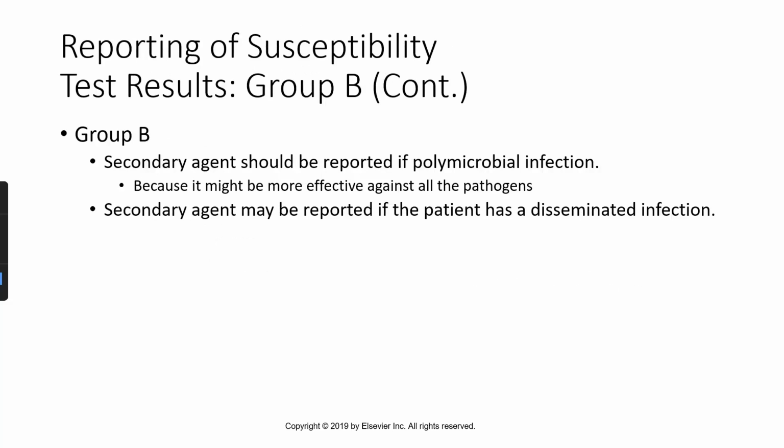The secondary agent should be reported if it's a polymicrobial infection. Polymicrobial: poly, many, microbial, microbes. So many different microbes, because it might be more effective against all the pathogens. A secondary agent may be reported if the patient has a disseminated infection. Disseminated infection means that it has spread to another area of the body. So it started in one spot and now it has disseminated to another area of the body.